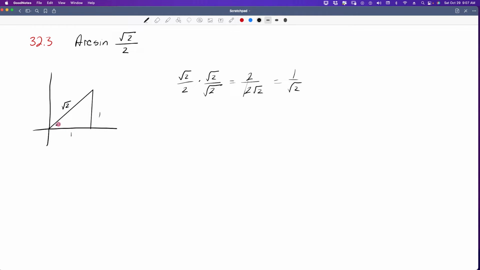This is 45 degrees and 45 degrees. All right, so the sine is opposite over hypotenuse. So the opposite over the hypotenuse is 1 over the square root of 2. So the arc sine here for a positive is going to be a 45 degree angle.